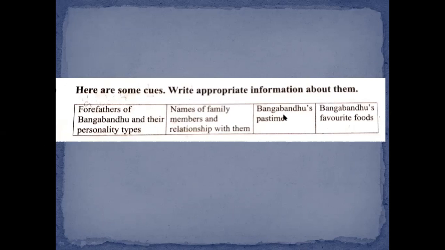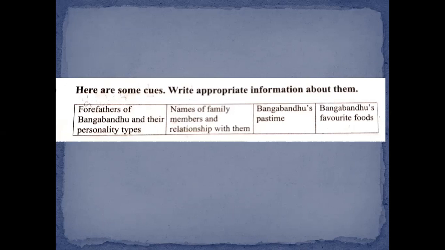And next, Bongobundhu's pastime. How did he pass his pastime? You know, he was a pet lover. He had pet monkeys, dogs, and different types of moina. In his pastime, he used to train the birds to sing and other pets to follow his instructions. And also, he liked to explore nature.